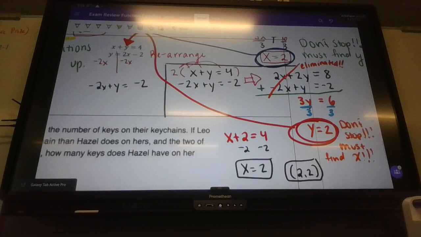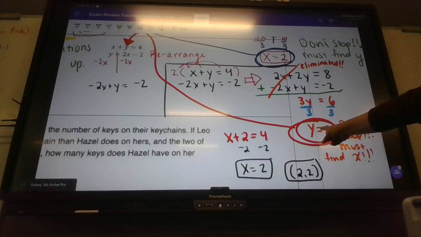In this problem, how did I find x equals 2? I used this y equals 2. And then put it in.